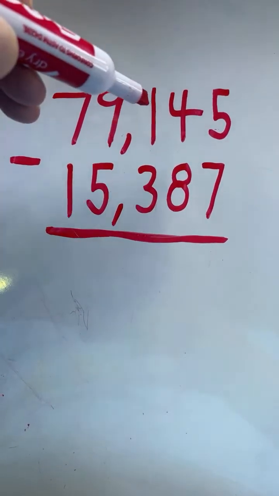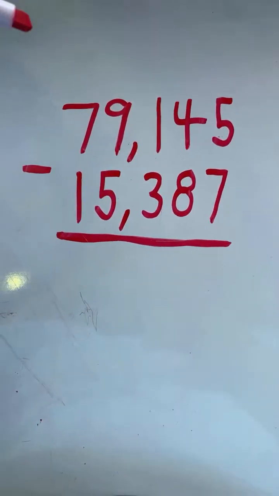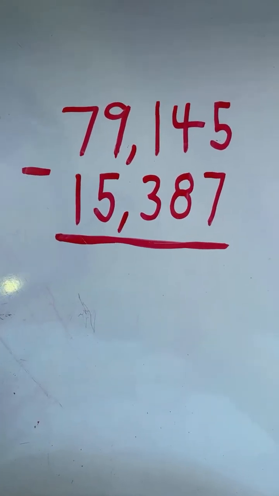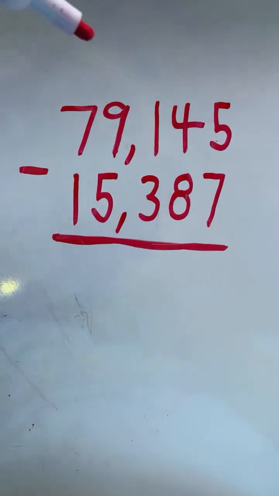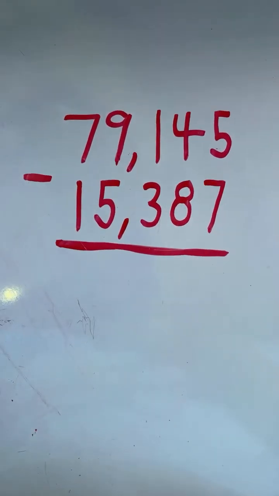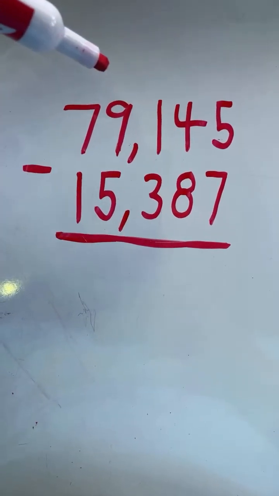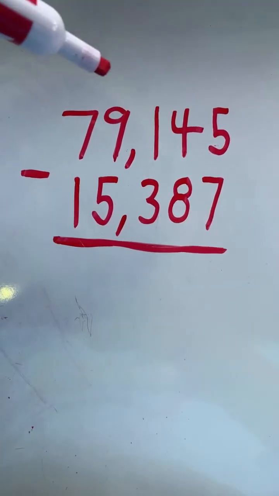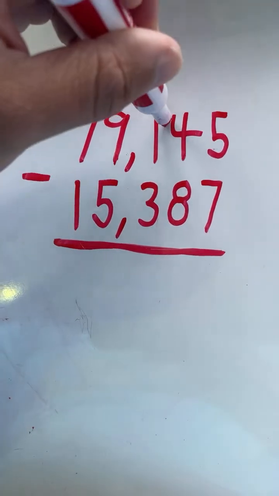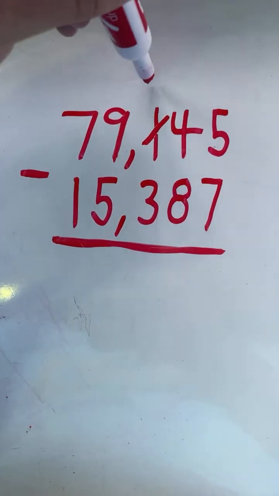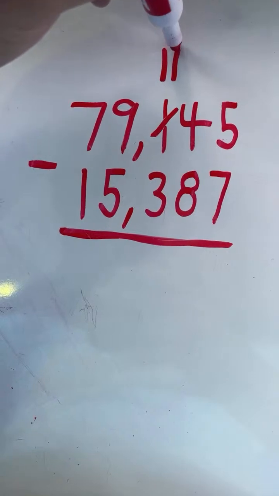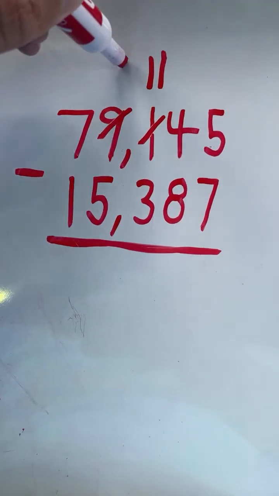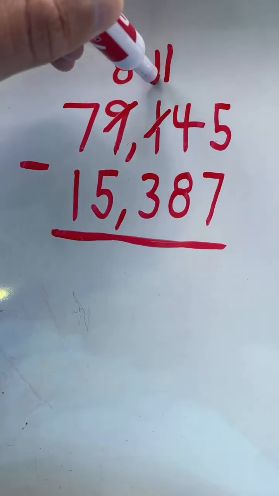You cannot start out with 1 and take away 3. So we regroup by taking a 10 from the column to the left. So this 1 is going to become an 11. And we're taking that 10 from the column to the left. So the 9 in the thousands place is going to become an 8. So we take away 1, we add 10.